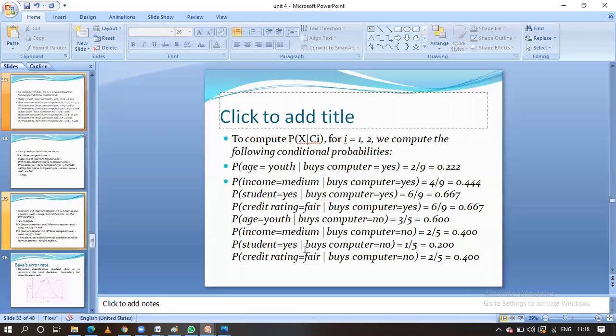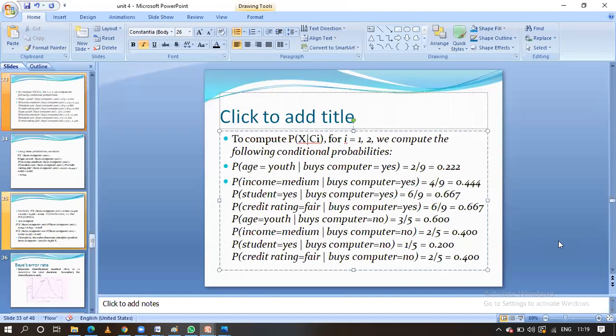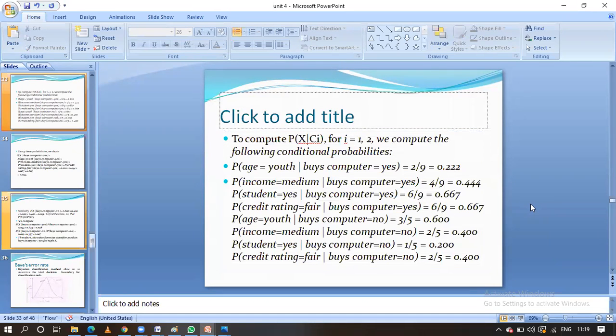Likewise, we have to calculate for student equal to yes and buys a computer equal to no. Likewise, credit card rating equal to fair and buys a computer equal to no, we have to calculate. These values we got right. Okay, let us go for the main problem related to the Naive Bayes classifier.